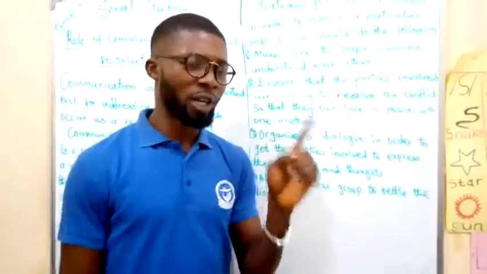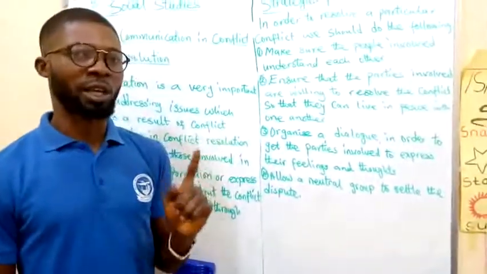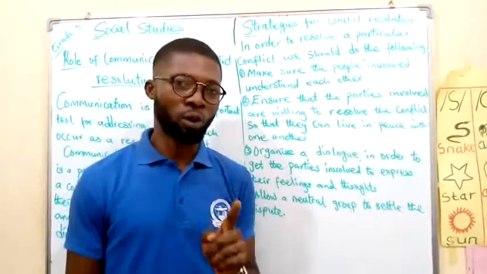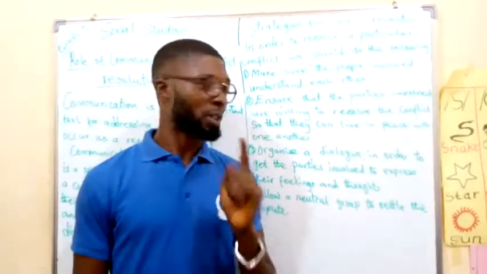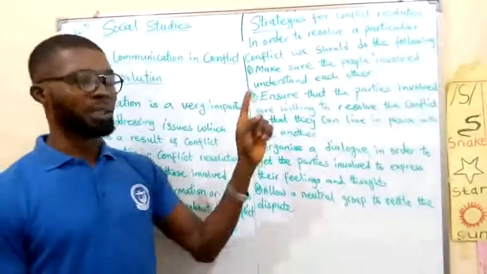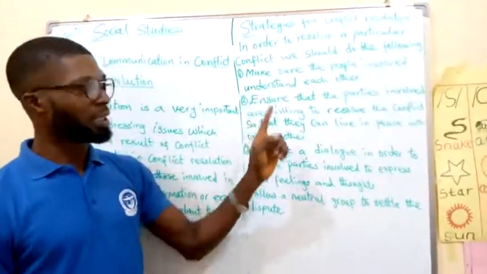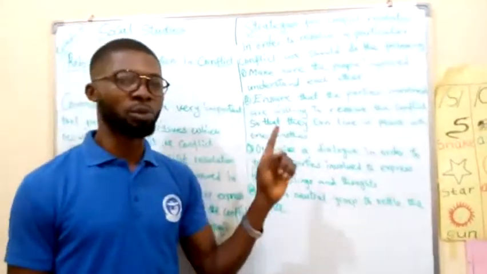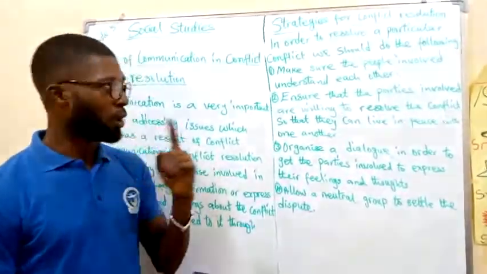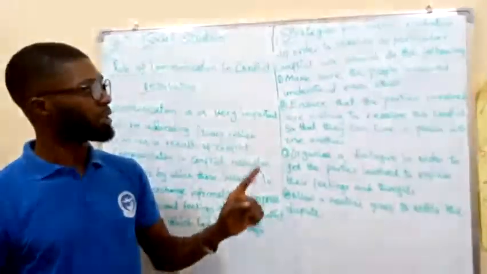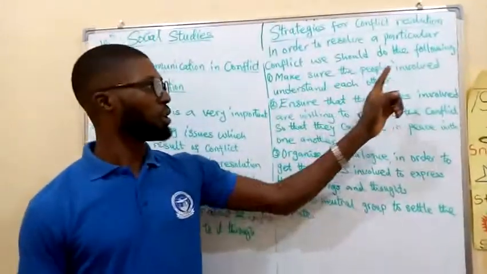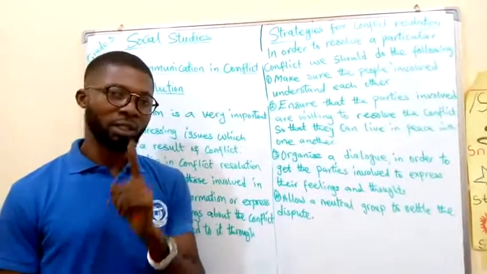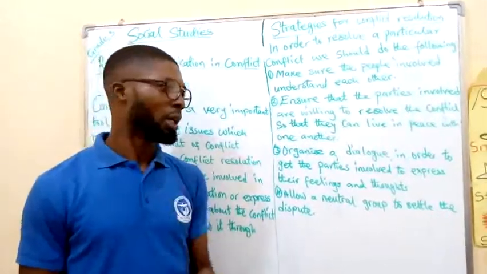And that is why, if you can remember from our previous lesson, we said that one of the causes of conflict is lack of understanding. So if there is understanding, or understanding is applied as one of the strategies, you see that we are able to solve the problem of conflict. That is why we should make sure the people involved understand each other, because when there's understanding, conflict will never arise.